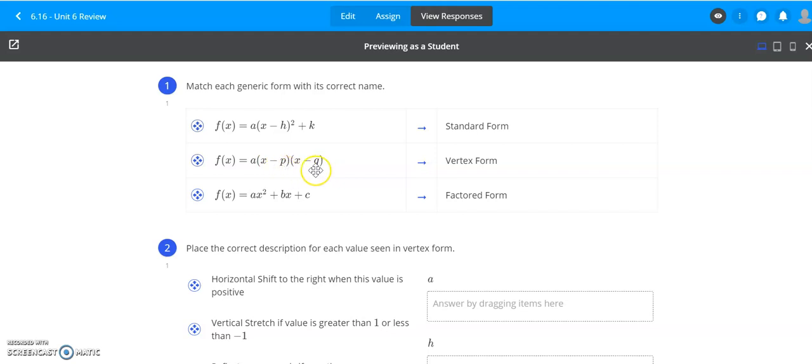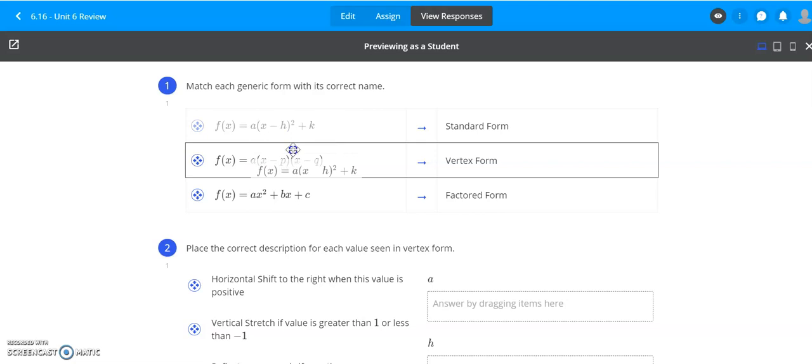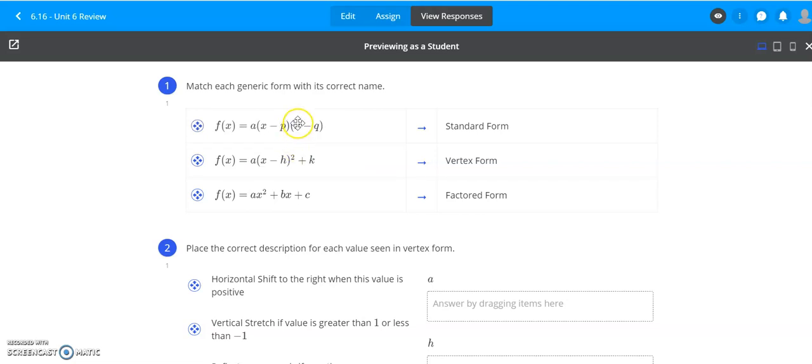The next one is factored form. And then finally, we get standard form when we multiply these two out, and we write it in the highest exponent value first. So x squared, x to the 1, x to the 0. So the top one is vertex. Move that to vertex. Now the top one went to factored, so we move that down to factored, and standard form jumps up to the last option. Now they are all in the correct order.